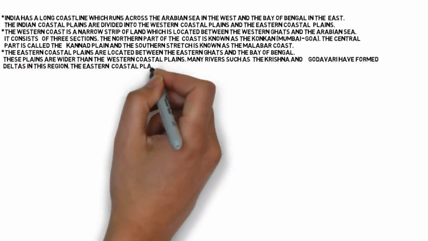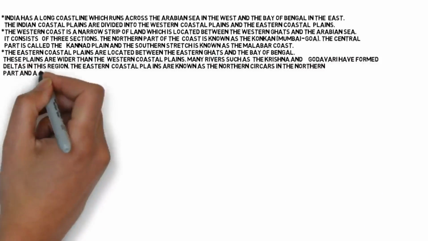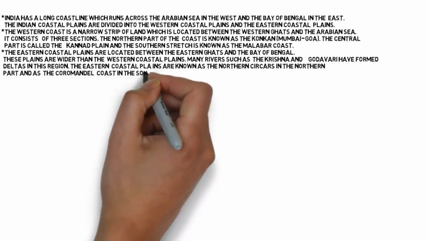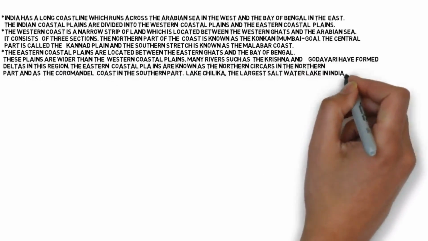The eastern coastal plains are known as the Northern Circars in the northern part, and as the Coromandel Coast in the southern part. Lake Chilika, the largest saltwater lake in India, lies on the eastern coast.